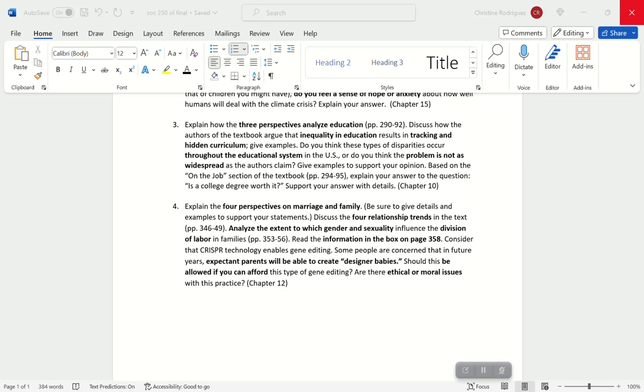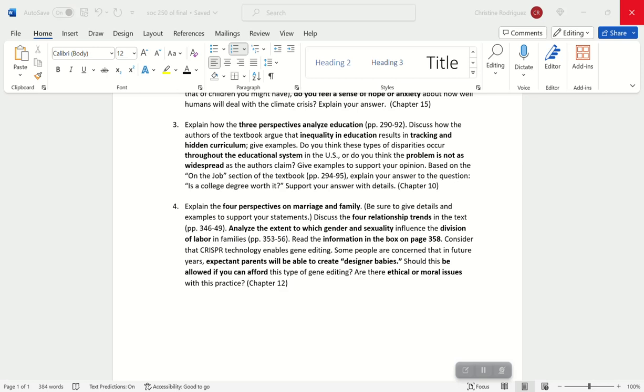Consider that CRISPR technology enables gene editing, right? That would mean then, of course, that if gene editing gets really, really good, at some point, it may be possible in the future that expectant parents will be able to create designer babies. That is, they could go to a gene editing company and say, we want to make sure our child has blonde hair, blue eyes, is a boy, is 6'10", and is good at piano and math. You get the idea. Should this be allowed if you can afford this type of gene editing?